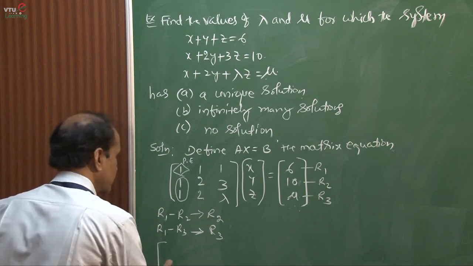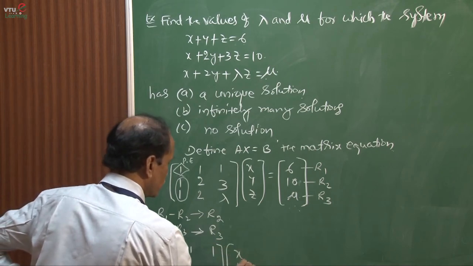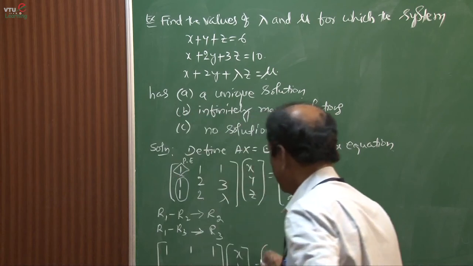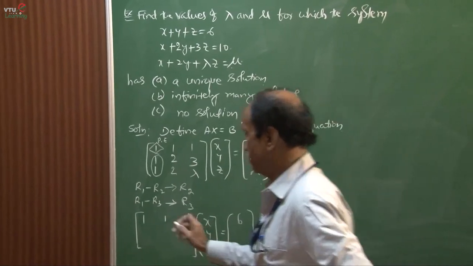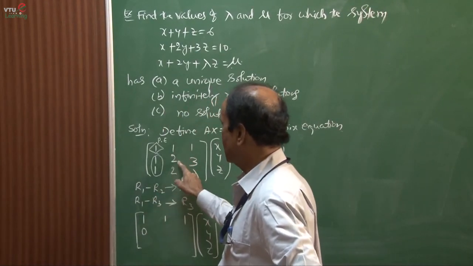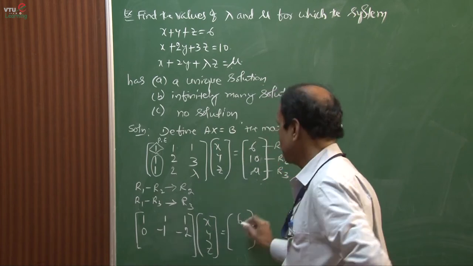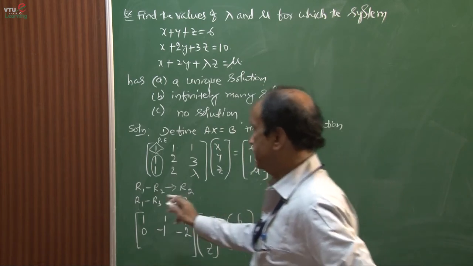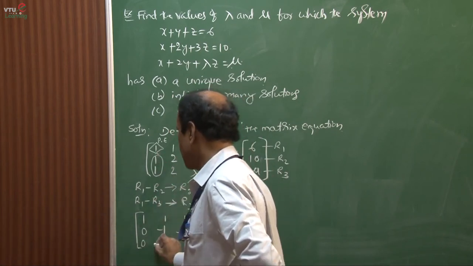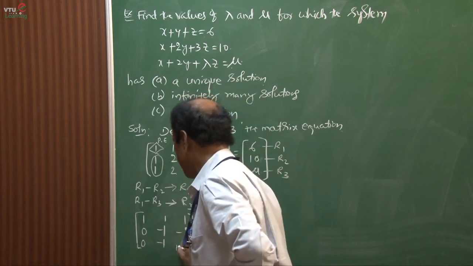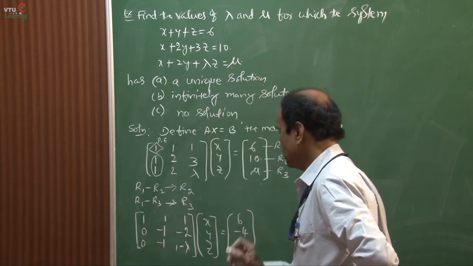Then this becomes, first row is same, 1, 1, 1, and column matrix no changes, that is x, y, z, that is called unknowns, and 6 is there. Let us see what are the other two elements. This is 0, R1 minus R2, this is minus 1, this is minus 2, this is minus 4, and R1 minus R3, this is 0, this is minus 1, R1 minus R3 means 1 minus lambda, okay, and 6 minus mu. This is step number 1.